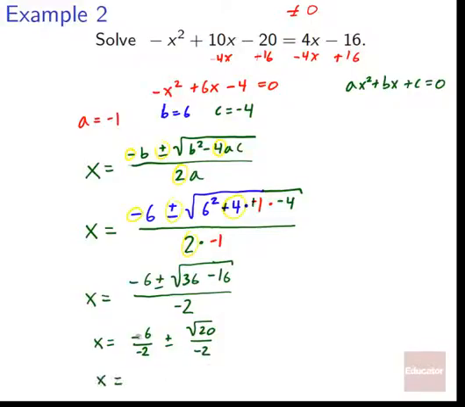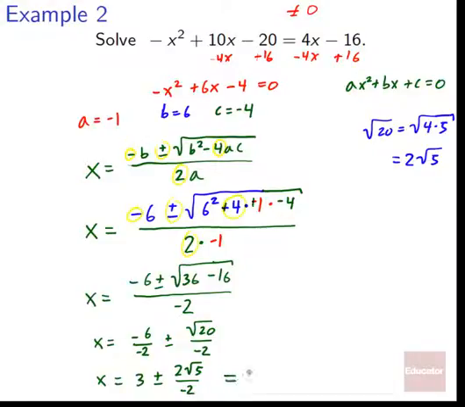X equals, this becomes positive 3 plus or minus the square root of, what's 20? Square root of 20 is equal to square root of 4 times 5. We get 2 root 5. So we replace that down here. So we've got 3 plus or minus 2 root 5 all over negative 2.